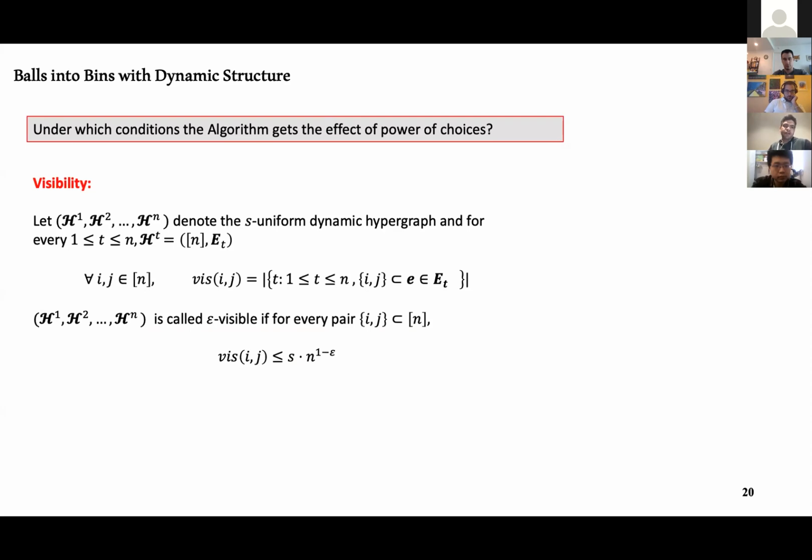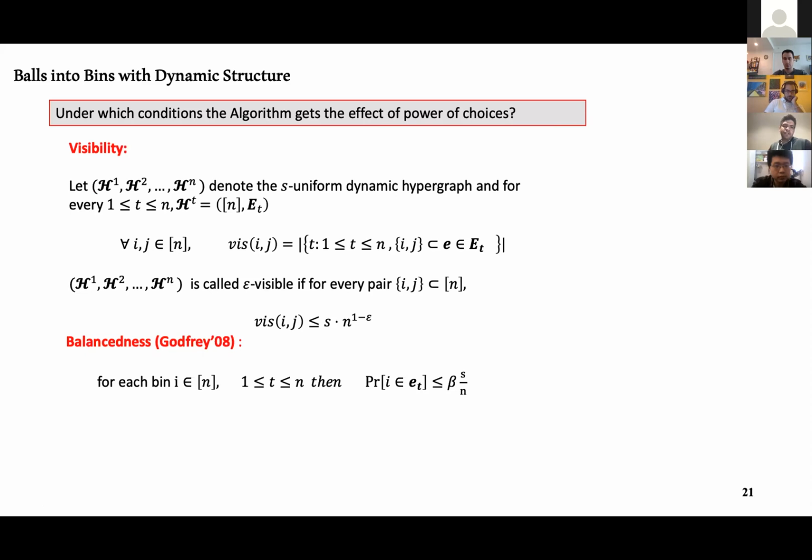Visibility is defined as follows: if we are given a dynamic hypergraph, an S-uniform hypergraph, then for every pair of nodes i and j, the visibility of ij is the number of times that i and j appear in a single hyperedge in the hypergraph. So we show that if the dynamic hypergraph is epsilon-visible, and it's at most S times n to the 1 minus epsilon, then we can get the effect of the power of D choices.